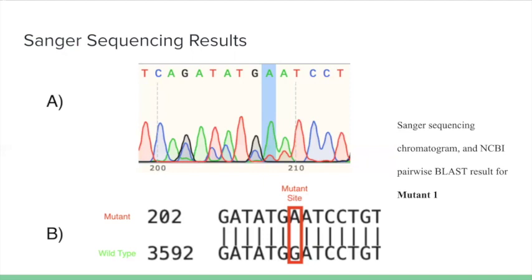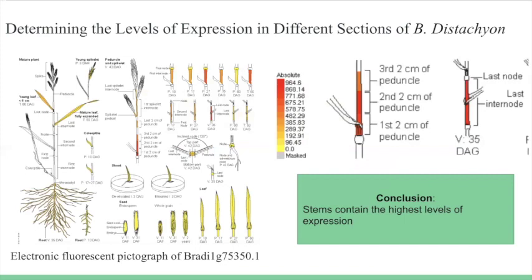And so our next steps of our investigation into this unknown gene was focused on determining the effects of this mutation. And so before we could do that, we first had to determine where the levels of expression differed within the different sections of our beta stachyon sample. And so we can see that the highest level of expression present using this map are present within the last internode in the first 2 centimeters of the peduncle. And so we can conclude that in general, the stems contain the highest level of expression.